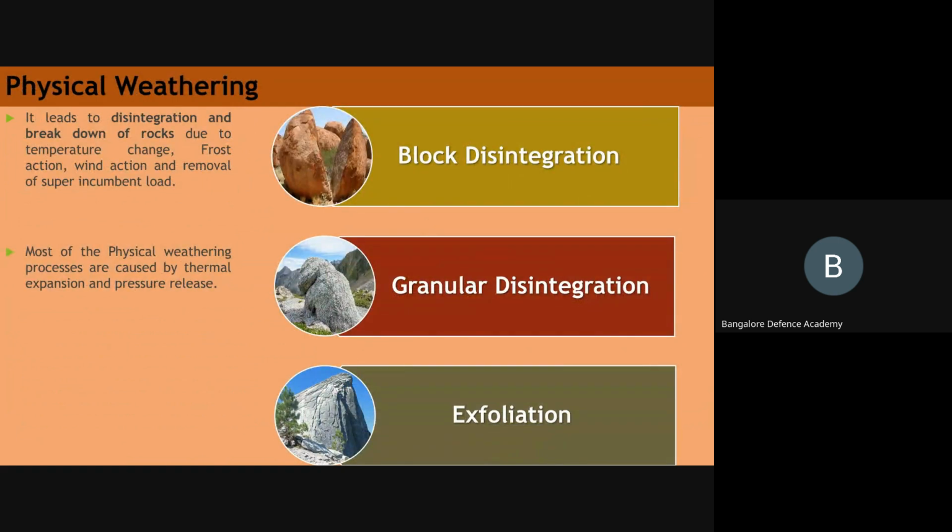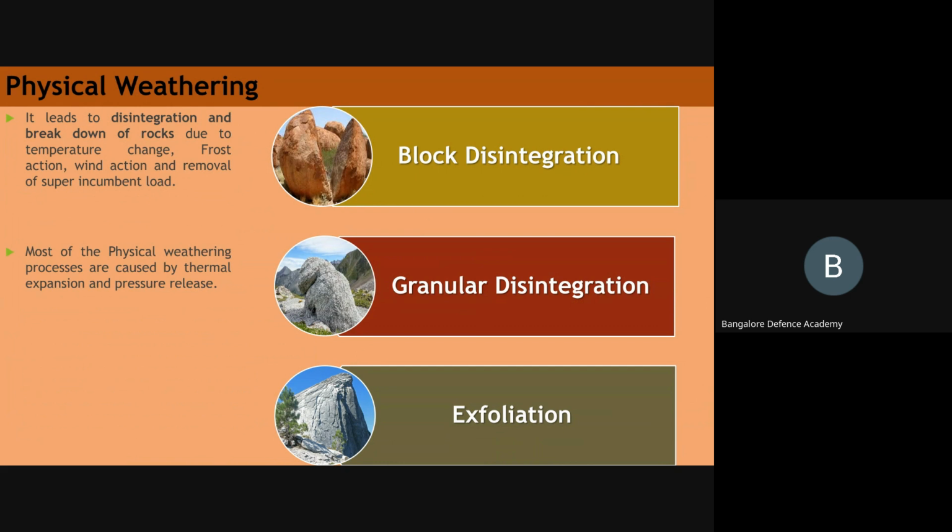Okay, first one is called physical weathering. So what is physical weathering? Because of the pressure and temperature, it leads to disintegration and breakdown of the rocks due to temperature change and because of frost action, wind action, and removal of the superincumbent load. The main causes are the temperature range, temperature change, and the frost actions.